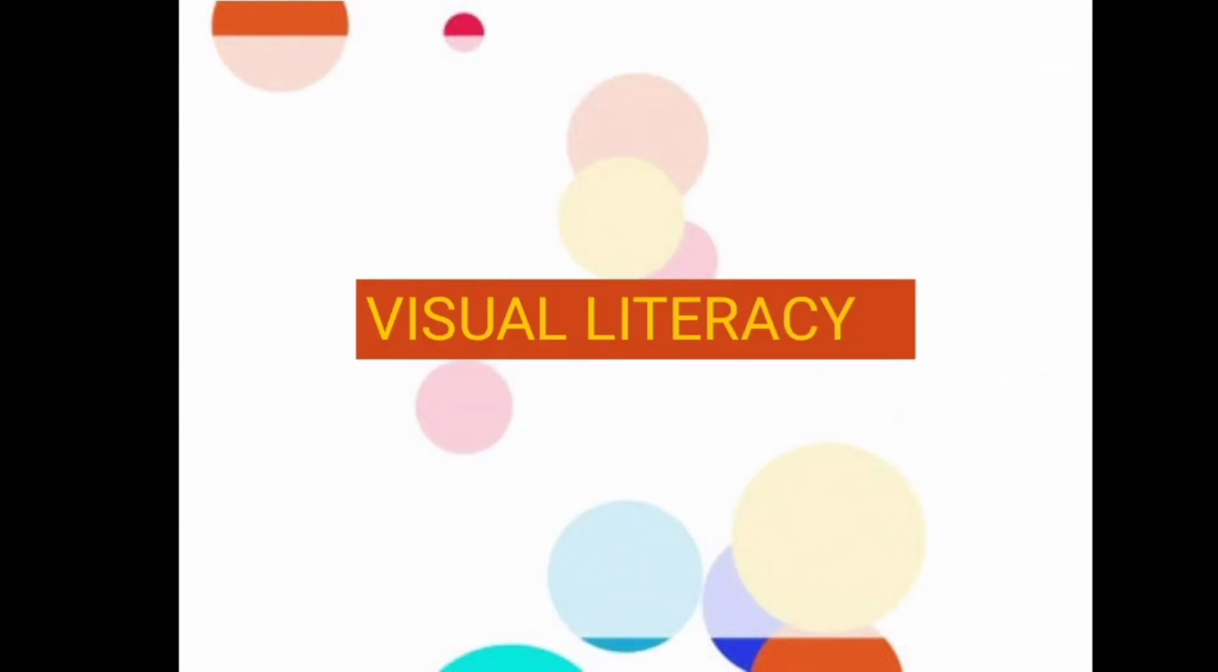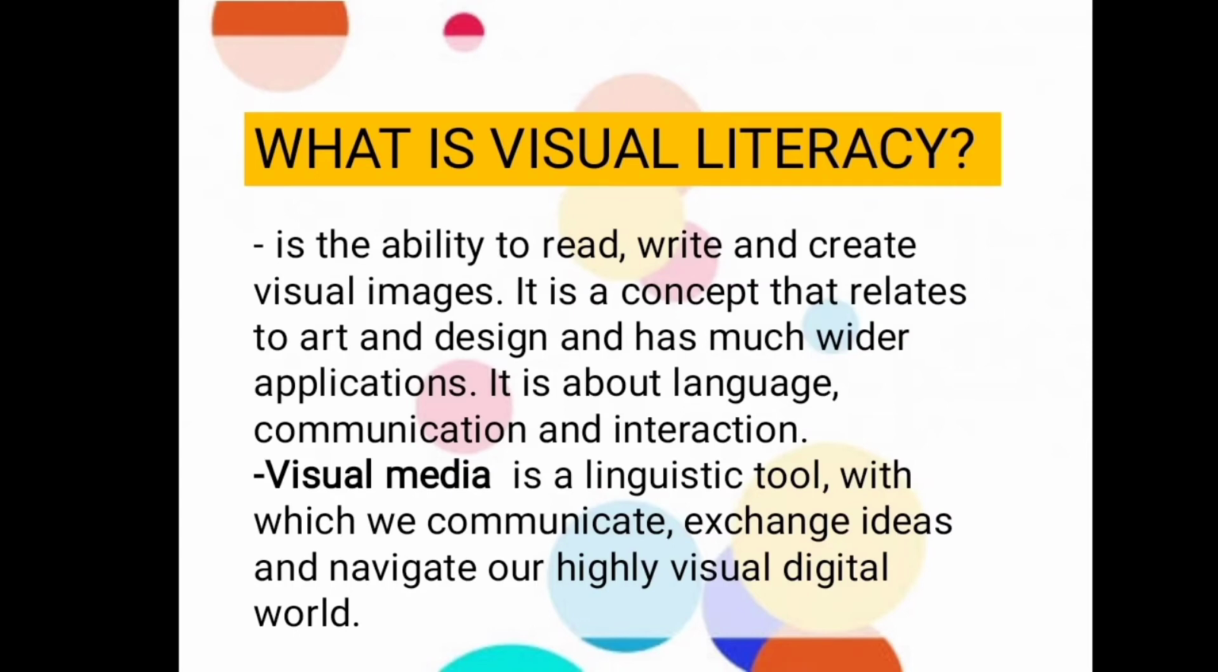Thank you. So now let's move on to the definition of visual literacy. So what is visual literacy? Visual literacy is the ability to read, write, and create visual images. It is a concept that relates to art and design and has much wider applications. It is about language, communication, and interaction. Visual media is a linguistic tool with which we communicate, exchange ideas, and navigate our highly visual digital world.